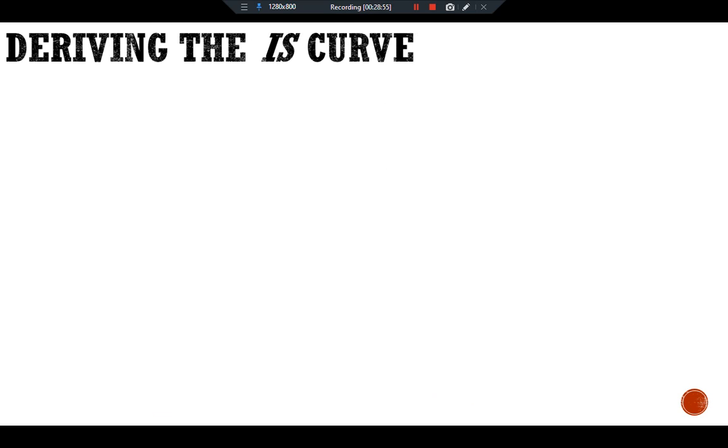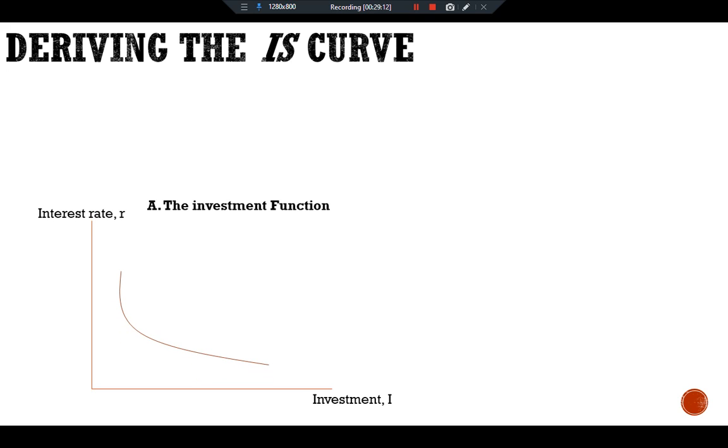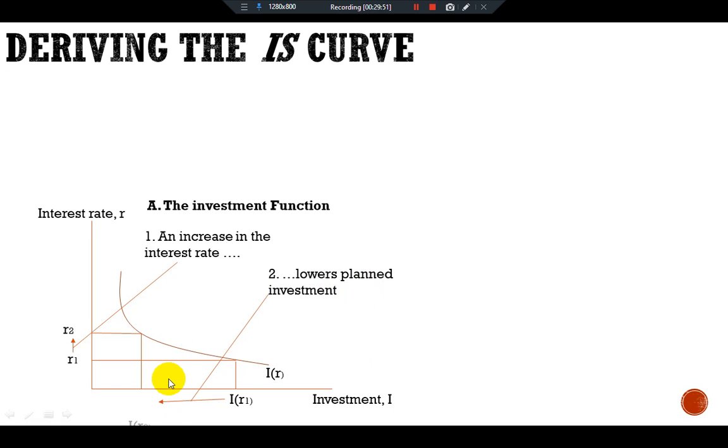Deriving the IS curve here. Here we have the investment function, with investment on the x-axis and the interest rate on the y-axis, and the investment curve I(r). At a lower interest rate, R1, we have that amount of investment, I(R1). An increase in the interest rate decreases investment, lowering planned investment to I(R2).